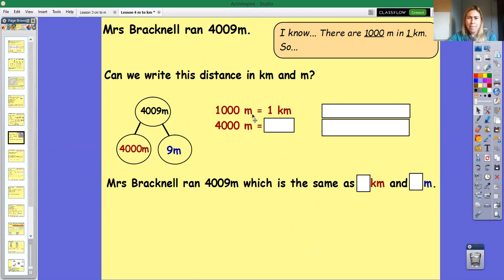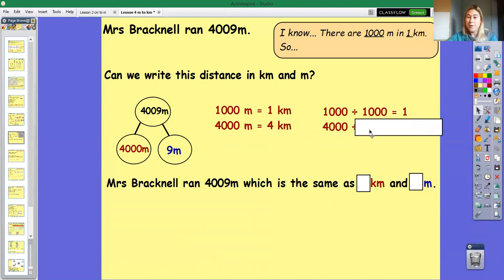So let's look at what kilometres we would have here, because we can already see how many metres we've got, can't we? We can see that there are 9 metres. Let's look at the kilometres. So I know that 1,000 metres is 1 kilometre, and I can see the relationship there, can't I? If I'm going from metres to kilometres, I need to divide by 1,000. Yep, 1,000 divided by 1,000 is 1. So if 1,000 metres is the same as 1 kilometre, what will 4,000 metres be? It will be 4 kilometres, because 4,000 divided by 1,000 is 4.